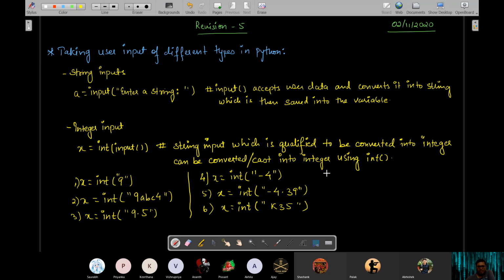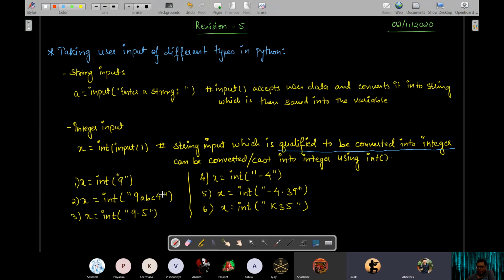Okay, and okay, that's enough from me. Yes, who will like to try? Considering this in mind, which is qualified to be converted into integer? Which one will be wrong? Abhishek, will you like to try? Anyone? Anand? Anand has not joined today. Second or third or sixth.